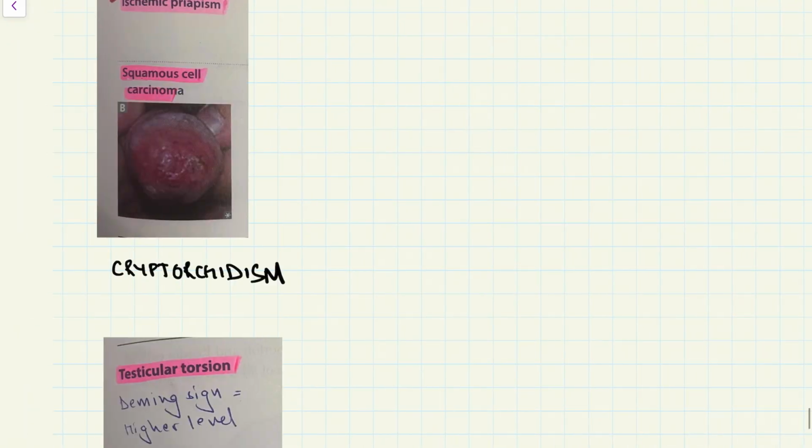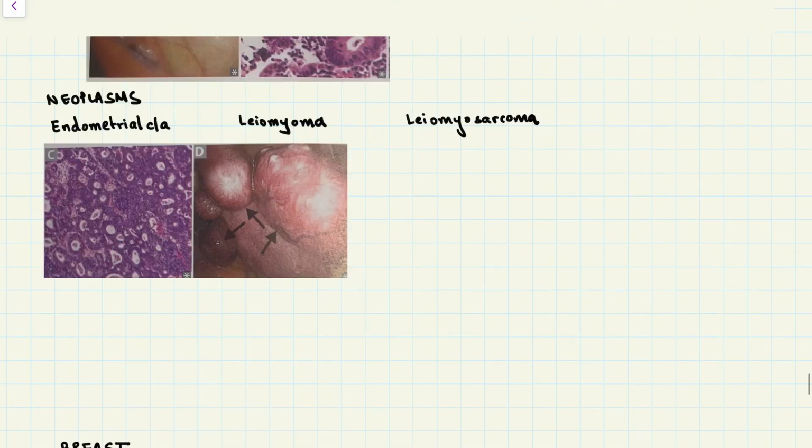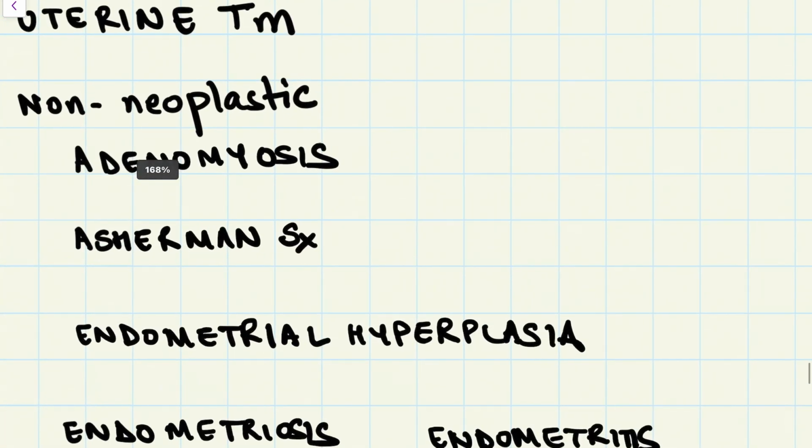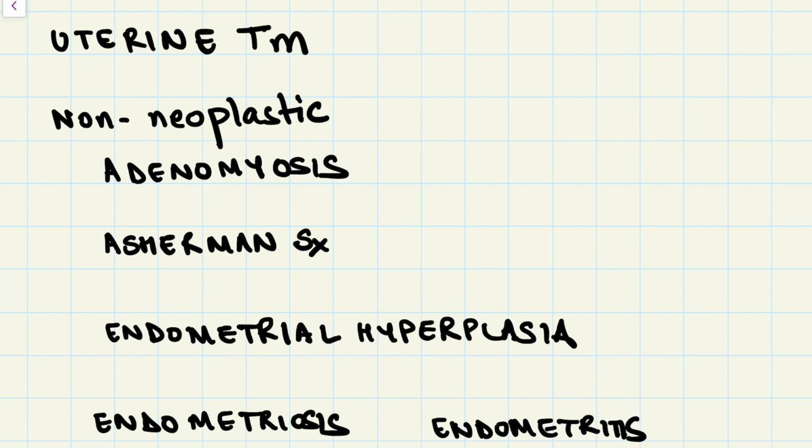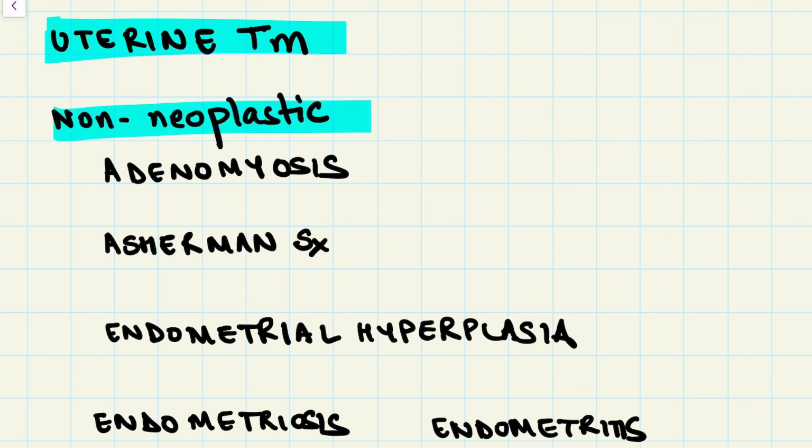So now let us move back to the Gynae cancers, right. And the next topic that we will be doing are the uterine pathologies. So let us start with the non-neoplastic conditions. First is adenomyosis. It is the extension of the endometrium or the endometrial tissue into the myometrium, right. It is usually due to hyperplasia of the basal layer of endometrium.